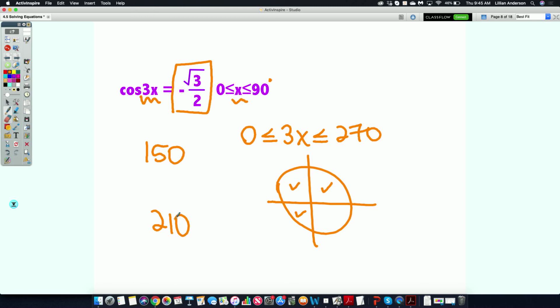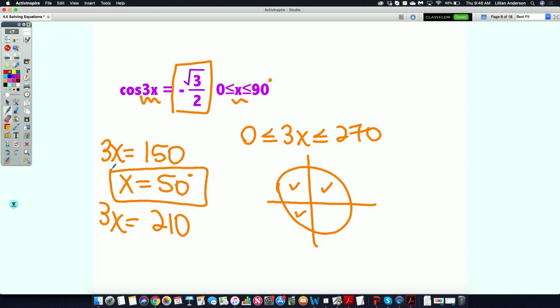Now, this is not what x equals. This is what 3x is equal to. So when we actually solve for x, it is going to equal 50 degrees and 70 degrees. And if you notice, both 50 and 70 are in between 0 and 90, the original domain. Okay, so if anything, this 3x is kind of like a parenthesis, which means that you basically got the x by itself by doing the inverse of cosine, and then I'm setting both equal to 3x.